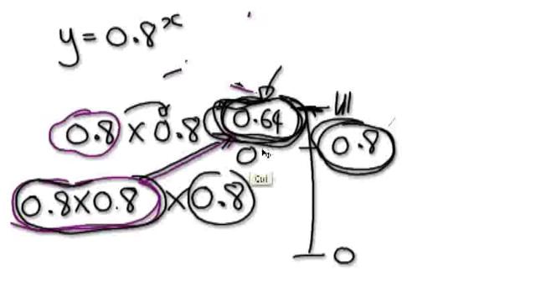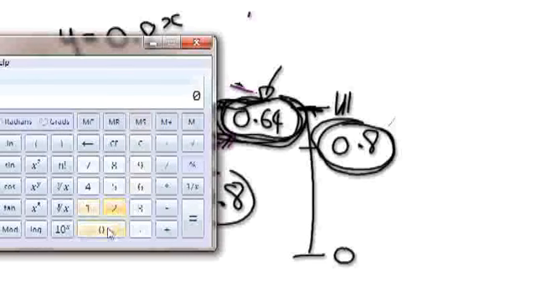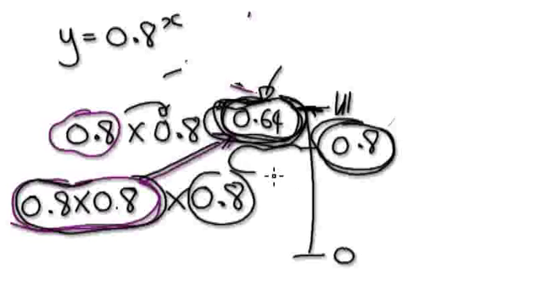So this thing here will be, let me get a calculator out. Let's get 0.64 times 0.8, which equals 0.512. Now, can you see that this 0.512 is smaller than this thing here?